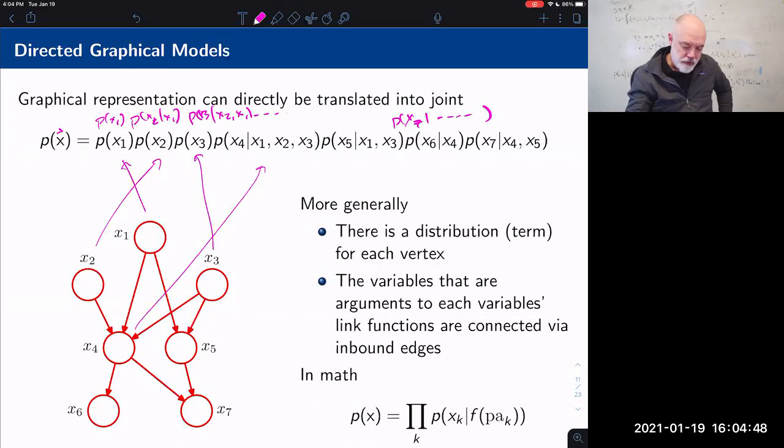But in general, when you go back and forth, there's a term for every vertex, and the variables that are the arguments to each variable's link function are connected via inbound edges. So in math, for every particular variable k, xk, we'll refer to its parents, the link function as f of the parents of xk. So the parents of x5 are x3 and x1 here. Okay, fine.